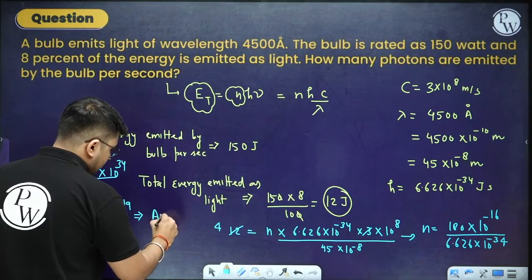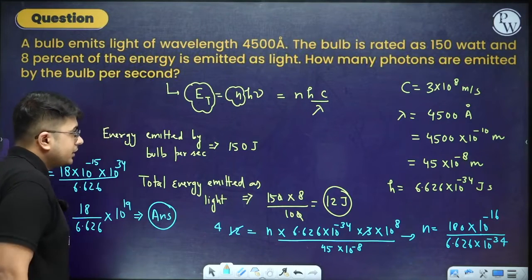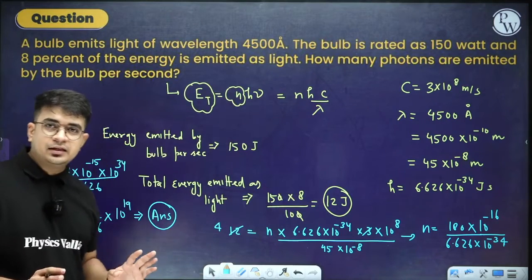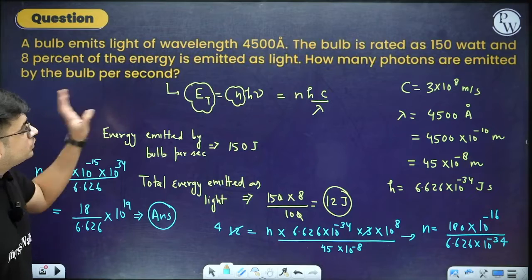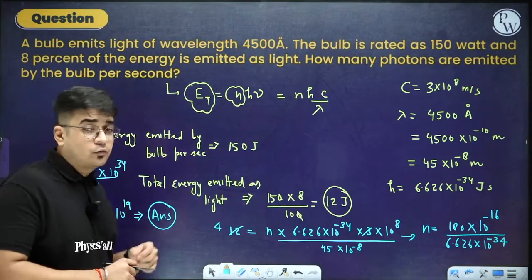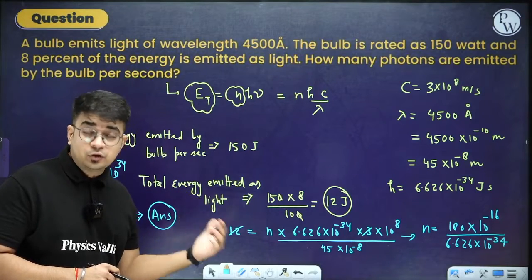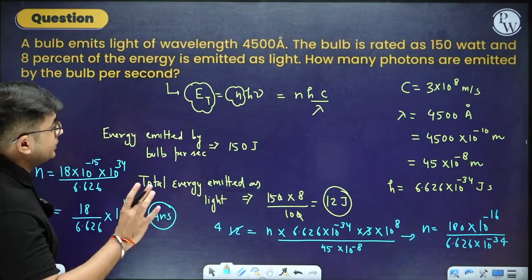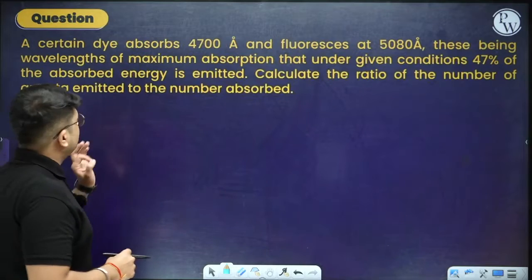And I guess most of you already solved this question very easily. It's a very simple question related to the total energy emitted by the photons as well as the number of photons which are going to emit that amount of energy. I hope this entire part is clear. Very simple question. Now let's talk about another question.